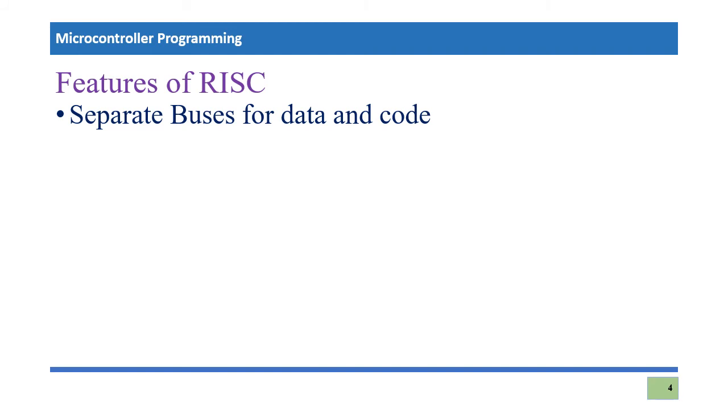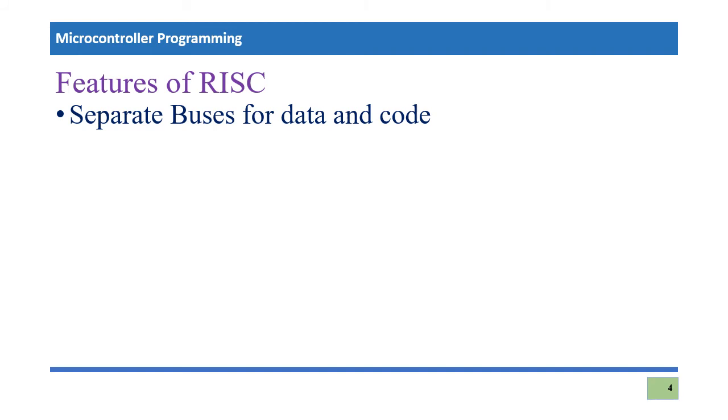Okay, another important feature of RISC architecture is separate buses for data and code. This is a very important feature, and it is related to Harvard and von Neumann architectures. For those who are aware of those architectures, this point is very easy to understand. You know that there are separate buses for data. If you are fetching data from the data memory, then the microprocessor is going to use a different path, and if it is fetching instructions from the program memory, then it is going to use a different path.